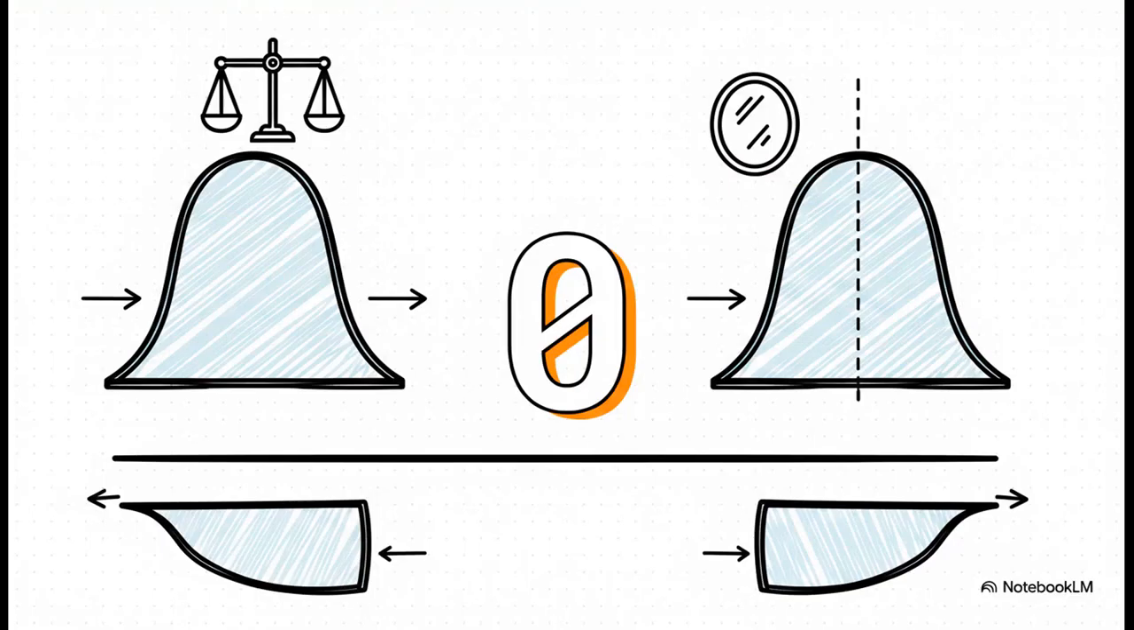Now, I need you to burn this number into your brain for those tricky multiple-choice questions. 0. If your data is perfectly symmetrical, like a flawless mirror image right down the middle, your skewness is exactly 0. No asymmetry literally means 0 skewness. Simple, right? But examiners love testing it.